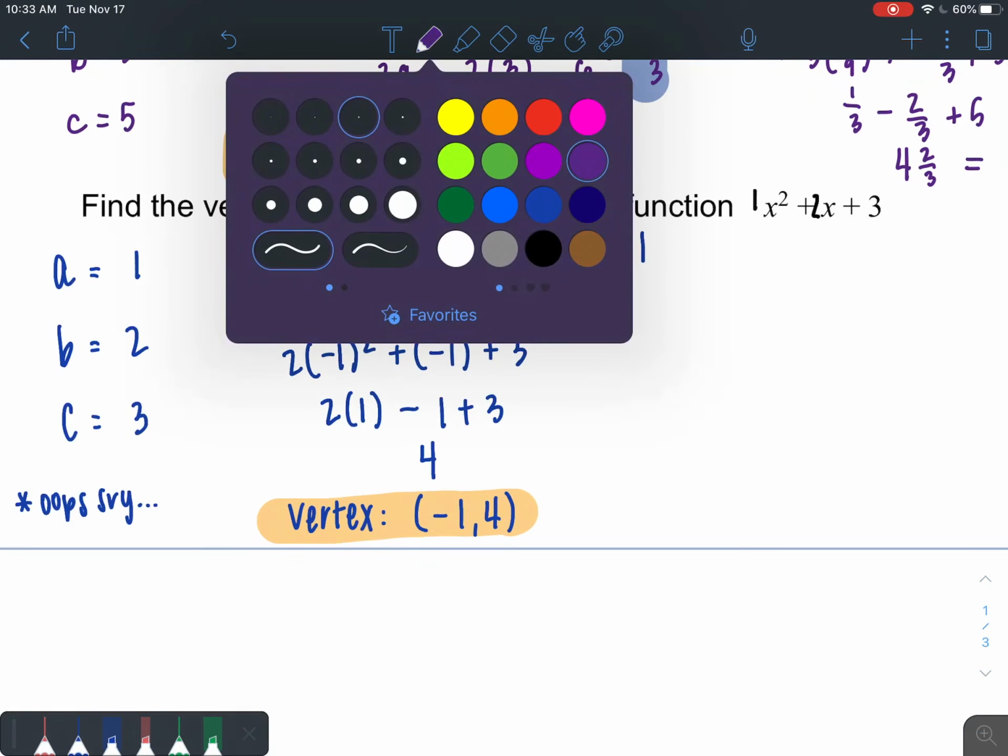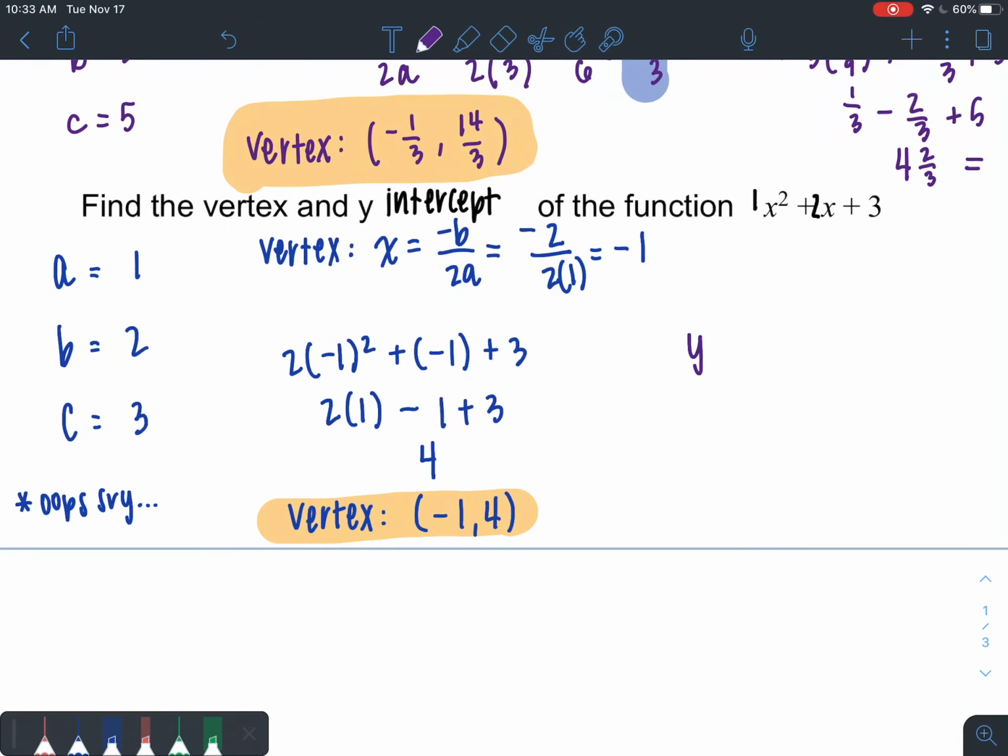All right. Let's do our y-intercept. It's going to be 0, 3, because it's just our c value. Ended up having a lot nicer numbers by doing the problem incorrectly, funny enough.